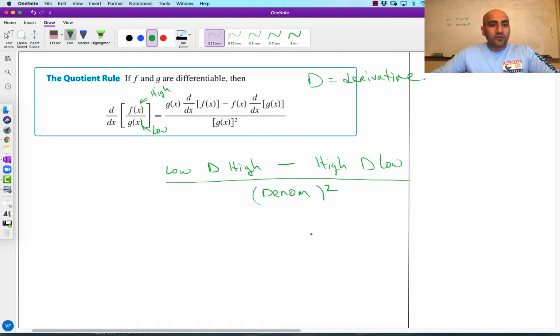Okay, so now that we have the quotient rule, we can apply it. Let's apply it to the problem I just did, and we'll have a third way of solving it, and we'll see that they all match. And then we'll do more complicated questions involving an ugly-looking fraction where the quotient rule is really your only way to solve it.